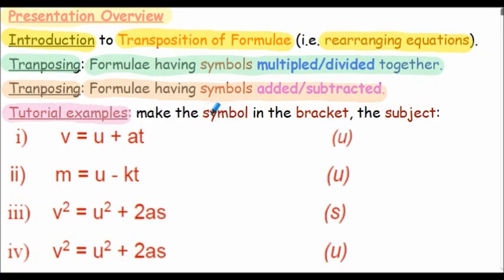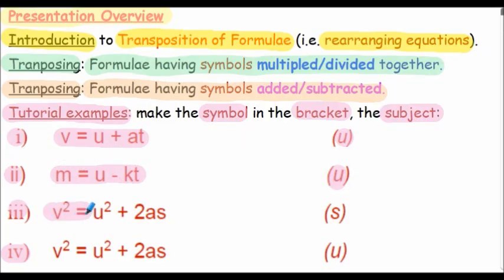We have to make the symbol shown in the bracket the subject. I've listed the first 4 examples shown here. So given the equation v is equal to u plus at, currently v is the subject of the equation, and we've got to make u the subject of the equation. And similarly, m is equal to u minus kt, m is the subject of the equation, we've got to make again u the subject of the equation.